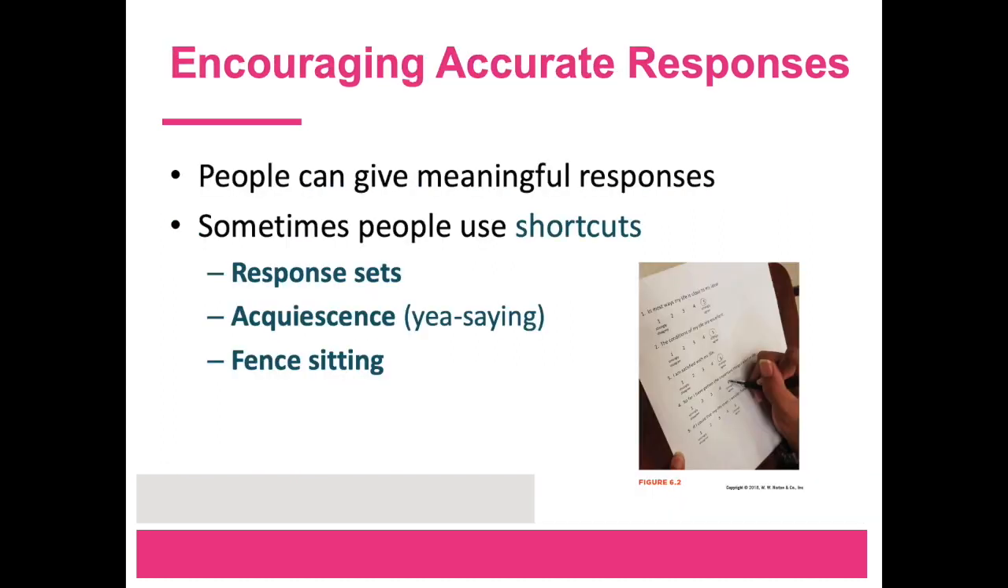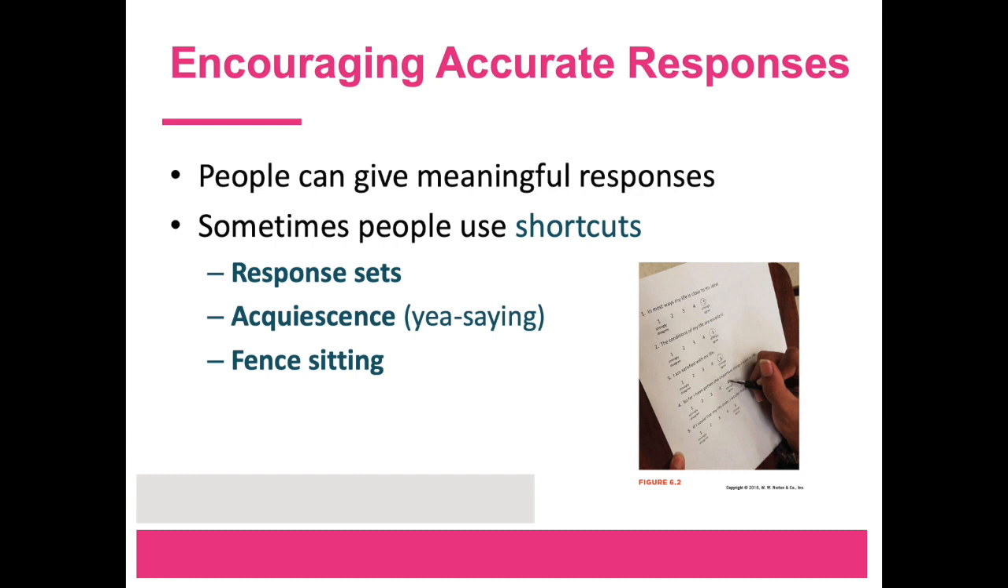All right, we also want to encourage individuals to give accurate responses. So people can give meaningful responses if we provide the opportunity. But sometimes people use shortcuts. An example of a shortcut is a response set. And this is essentially a way of answering a number of questions the same way. So like strongly agree. You may have done this yourself where you see all these things and you think, I probably agree with most of these things anyway. So to go faster so you don't have to think as hard, you just strongly agree all the way down.